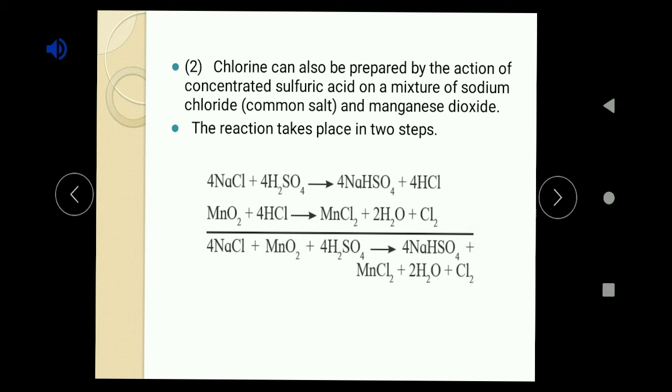So together, if we summarize these two steps, the reaction will be like this, because we have taken as ingredients sodium chloride and manganese dioxide along with H2SO4. So these three react together to give you NaHSO4, MnCl2, Cl2 and H2O. So remember both the reactions, you have to give both the reactions or give this summary of the two reactions. So this is the second laboratory method of preparation of chlorine.